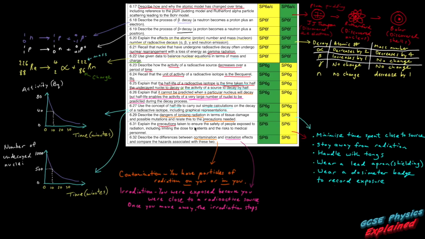Explain the precautions taken to ensure the safety of people exposed to radiation, including limiting the dose for patients and the risk to medical personnel. Well, I've just been over those precautions, so it's the same again. And finally, describe the differences between contamination and irradiation and compare the hazards associated with the two. So contamination means you have particles of radiation on you or in you. That's very dangerous, especially if they're in you, because you can't get away from them. So it's a very high hazard.